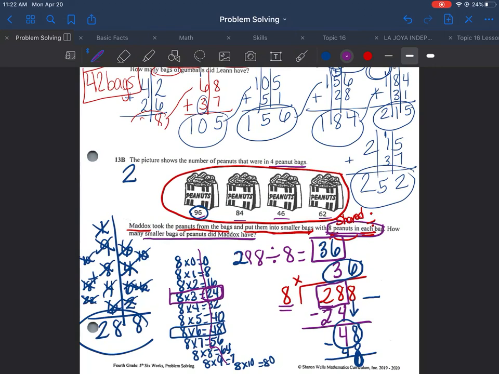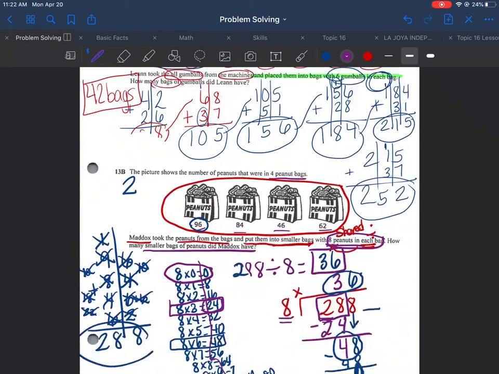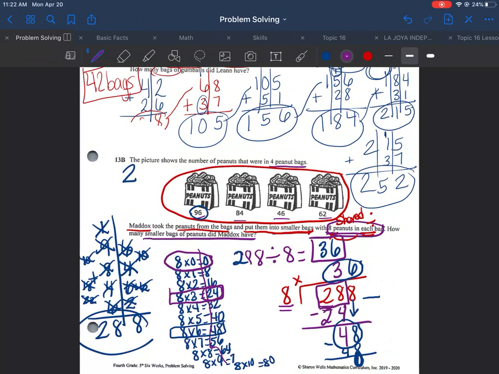So I have a 2. I'm going to go to my multiplication tables. Do I have a 2? I do not. I cannot use 8, so I'm going to be using the 0. So I'm going to write 8 times 0 equals 0. We subtract. 2 minus 0 equals 2. Bring up. So now I have 28.